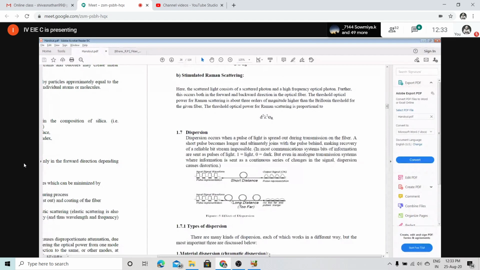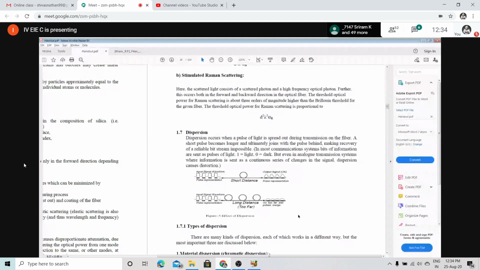So the pulse representation you can identify from the diagram. For a shorter distance, how it becomes. For a longer distance, how it changes completely. So the loss of information is very prominent for longer distances if dispersion is there.